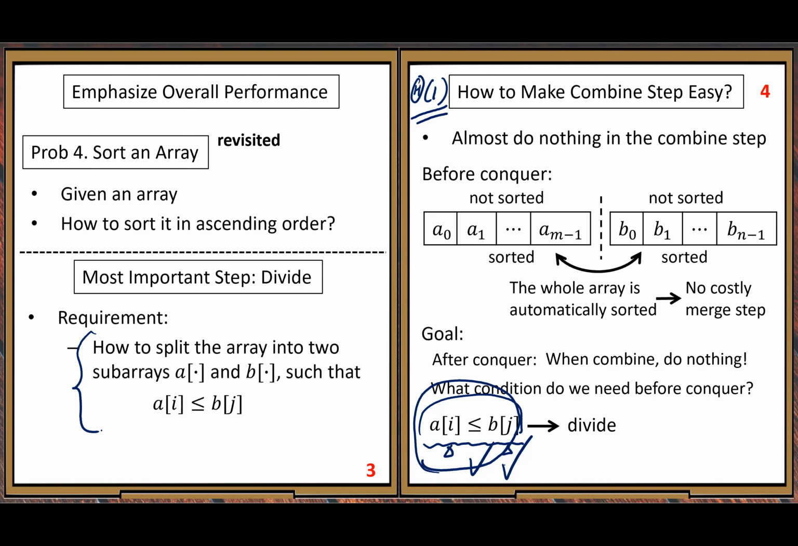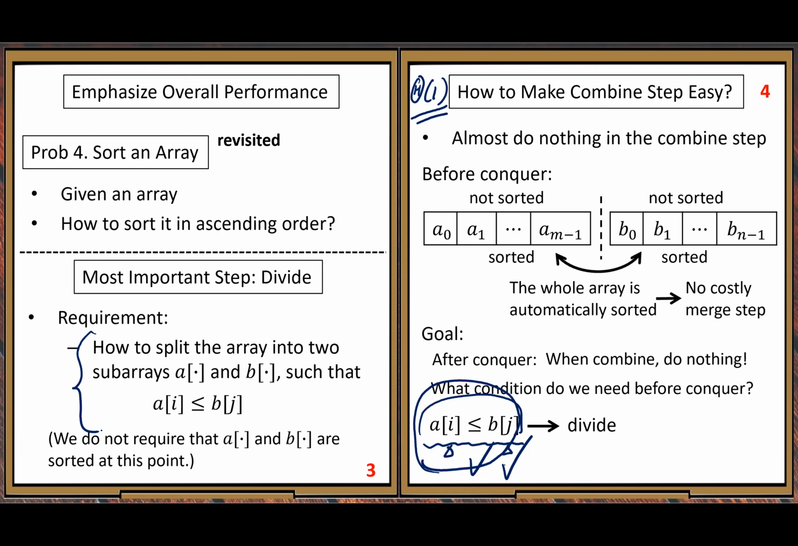It is pretty clear what we need to do at the divide step. The next question, how to make it happen? How to fill in the details to get this requirement. That's our next discussion.